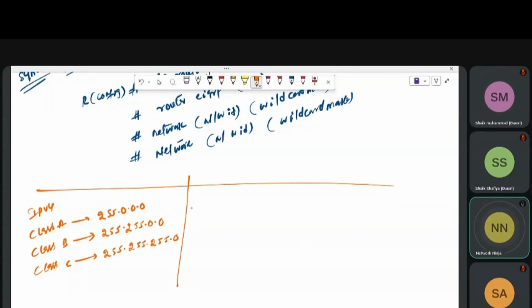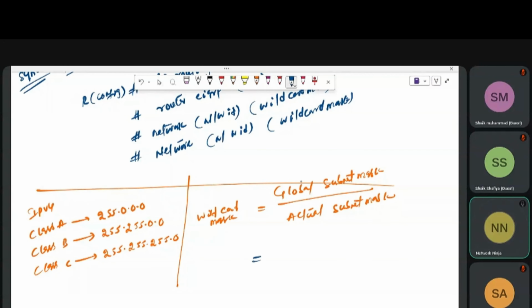Now, what is a wildcard mask? There is a formula for the wildcard mask. Wildcard mask equals the global subnet mask minus the actual subnet mask. This is the formula. What is the global subnet mask? Global subnet mask means 255.255.255.255. This is your global subnet mask. Actual subnet mask means whichever class you are going to use, that is your actual subnet mask.